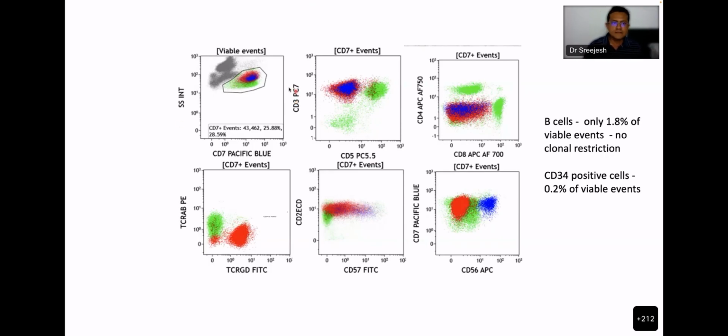CD7 positive cells were gated. Here they are starting with CD7 positive events. Before that, I can say that the B cells are only 1.8%, and there was no clonal restriction. CD34 positive cells are just 0.2%. Now I'm just showing what is significant here. CD7 positive events were gated, and this is what you found.